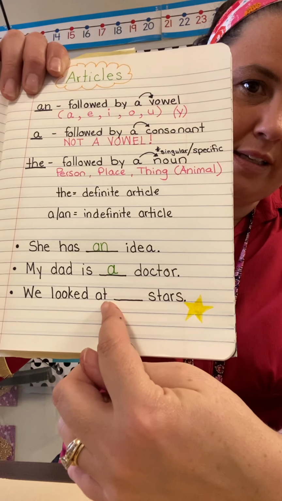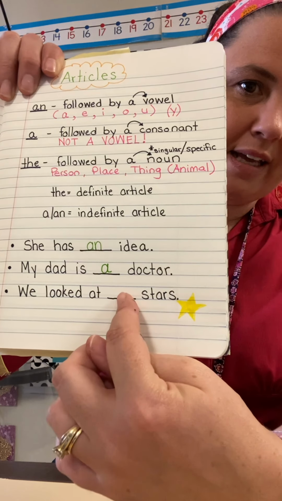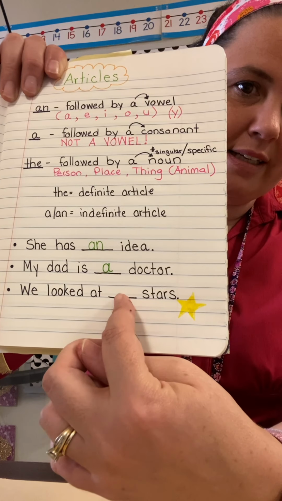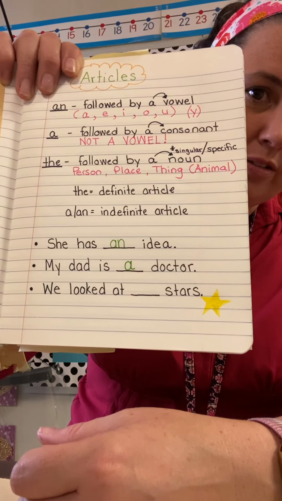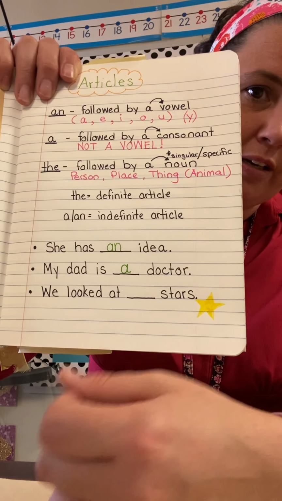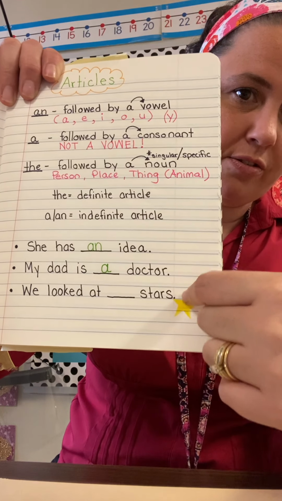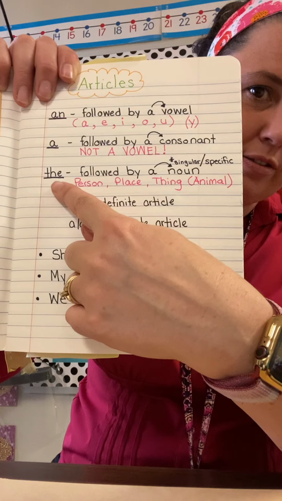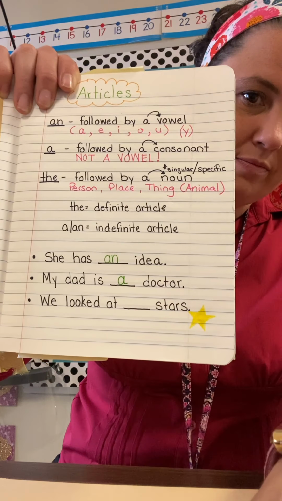So let's look at the different options and see which one sounds best. We looked at an stars. We looked at a stars. Or we looked at the stars. Which one sounds best? So here you have to use your listening ear, and we're talking about specific stars. So the stars that they are looking at. So the correct answer is the. Very good. So go ahead and write in the.